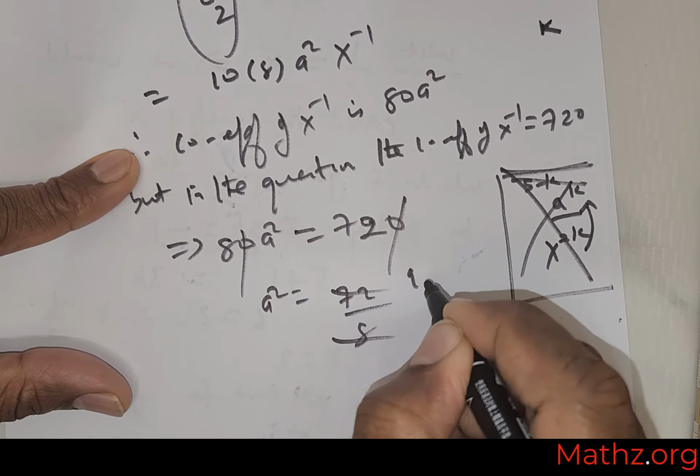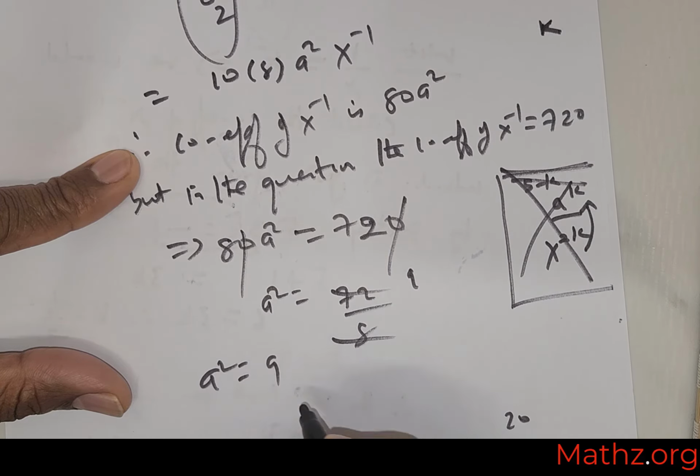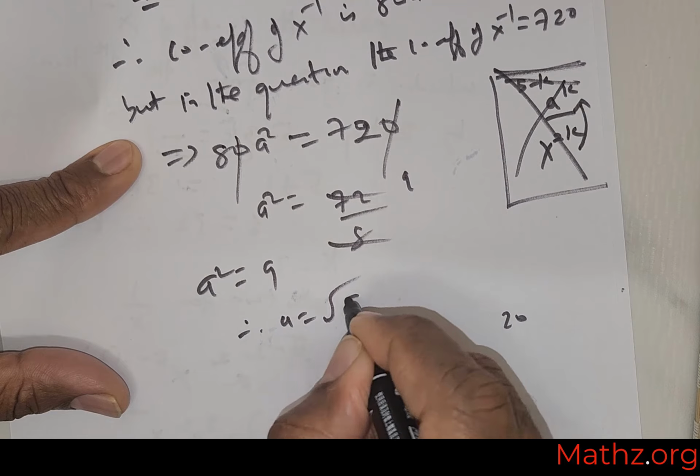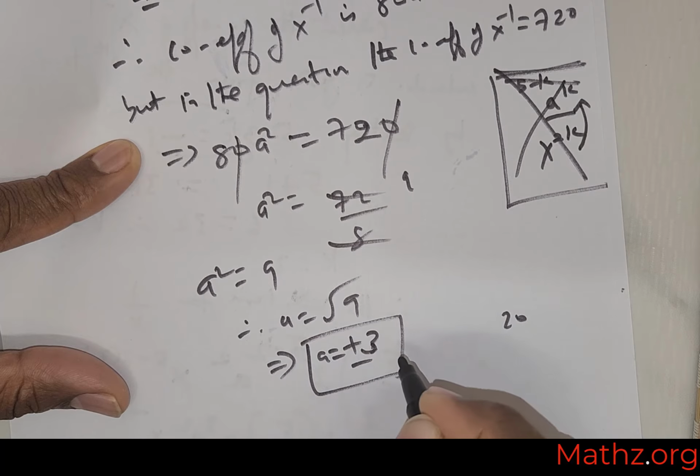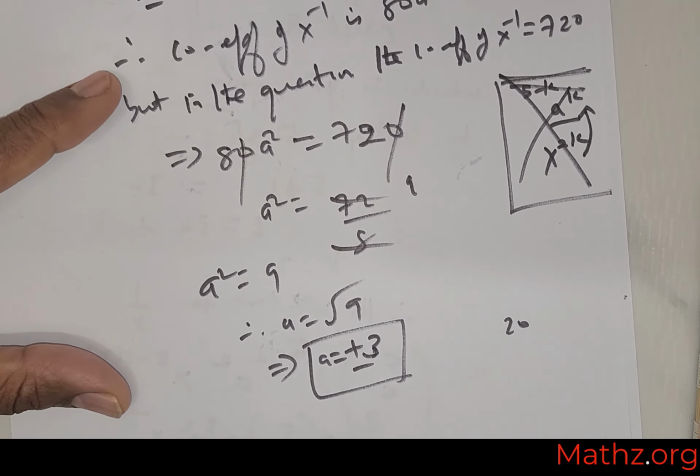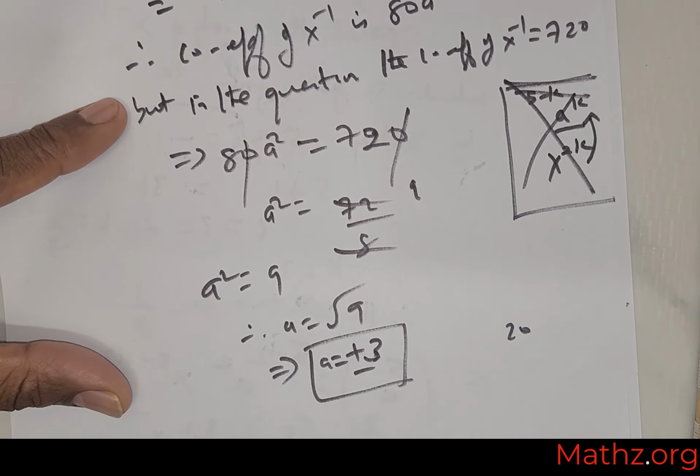8 divides here 9 times. So a squared is equal to 9. Therefore a is equal to root of 9, which means a is equal to plus 3 or minus 3. You will have to state the plus or minus. So that's a value. It's quite a sum and it's really a nice one. So let's move on to the next part.